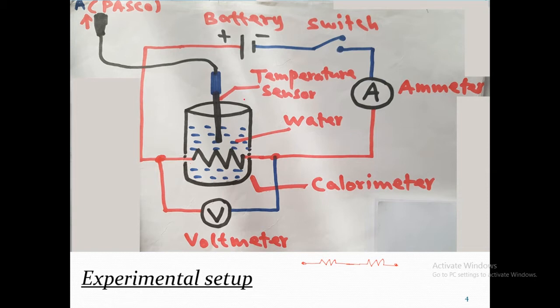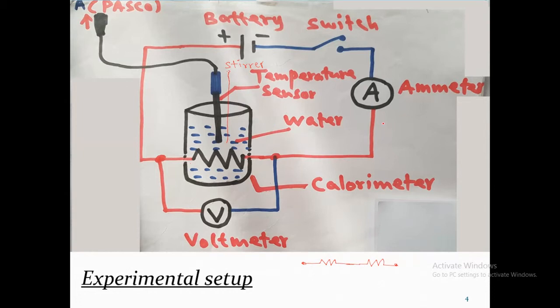This is your temperature sensor, which is the thermometer. It should be immersed in the water, and there is a stirrer also here. So you need a stirrer here also. This is the stirrer, for example. Here you have to move it up and down. Throughout the experiment, you have to stir it continuously.